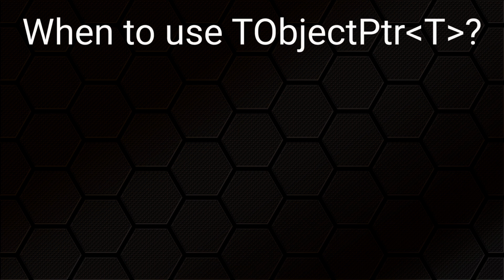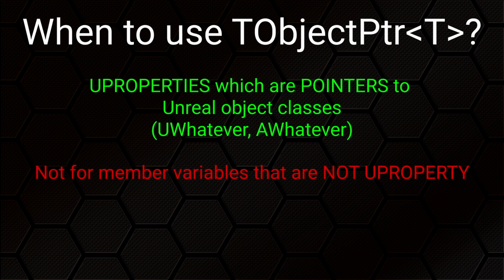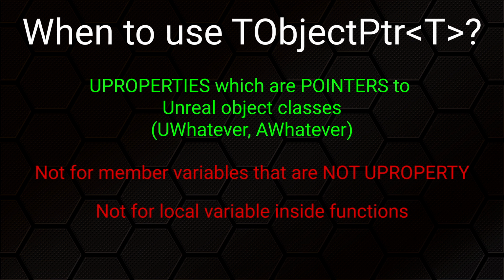Firstly, when are we talking about using this? Well, it's for U properties. It's not for non-U property member variables, and it's not for local variables you define inside functions, for example in your CPP code. So, what's in it for me to actually use it, and how painful is it going to be to change over to using it, you ask? Well, as far as changing over, it's easy.